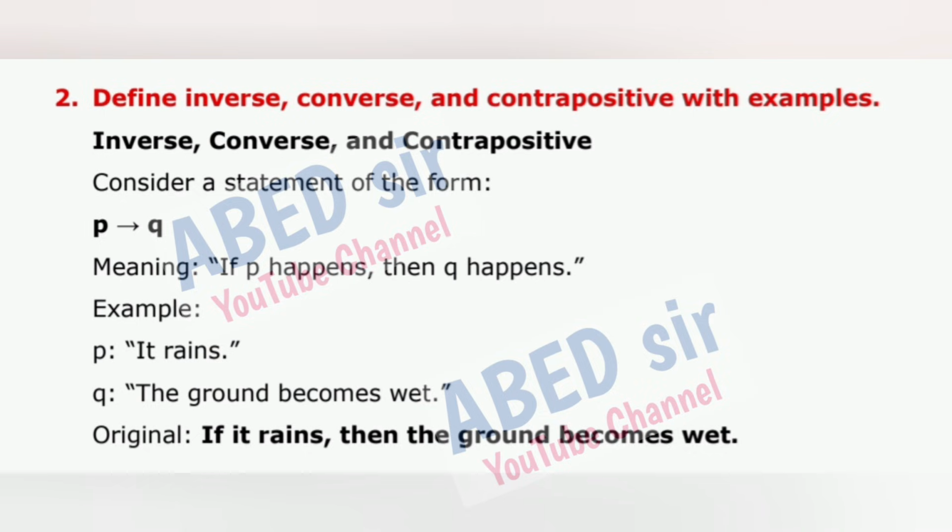Next important short question is 2: define inverse, converse, and contrapositive with examples. Consider a statement of the form P→Q, meaning if P happens, then Q happens. Example: P, it rains. Q, the ground becomes wet. Original: if it rains, then the ground becomes wet.